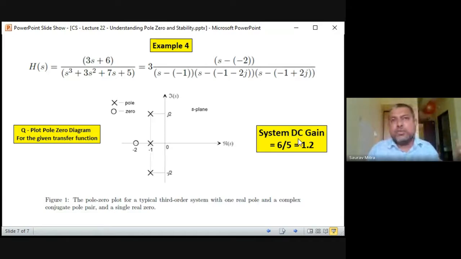So given the differential equation, you can find the transfer function. From there you can plot the poles and zeros. This is one numerical. And if the poles and zeros are given in this kind of diagram or value, then you can go back to the system differential equation. So both things are possible: differential equation to poles and zeros, or poles and zeros to differential equation. All these things are possible.